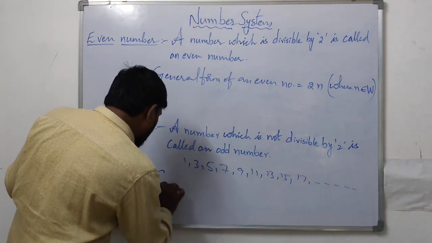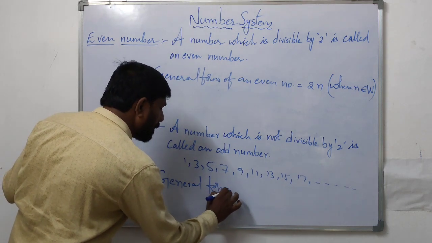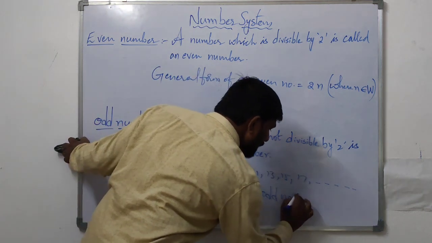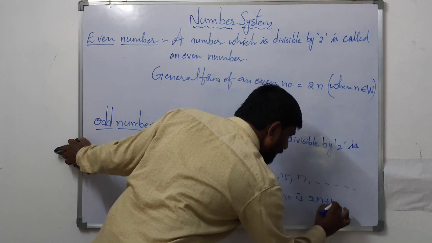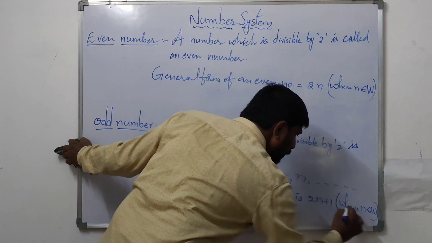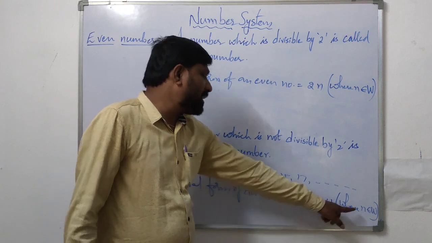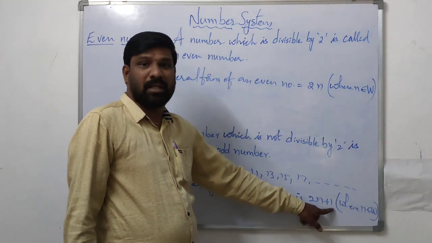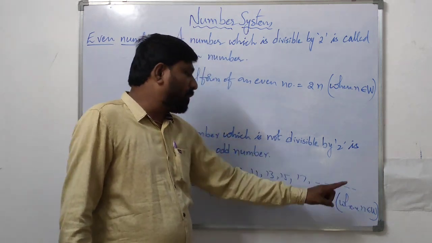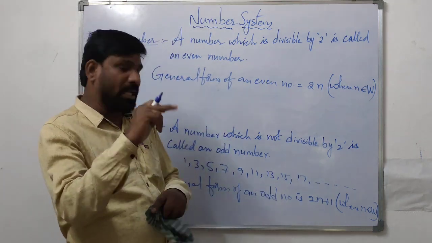Now if you take the general form of an odd number, an odd number is 2n plus 1, where n belongs to W. See here, if you replace n by 0, then you will get 2 into 0 plus 1, 2 into 0, 0, plus 1, 1 you will get. If you take n replaced by 1, 2 into 1 plus 1, 2 into 1 is 2, plus 1, 3.